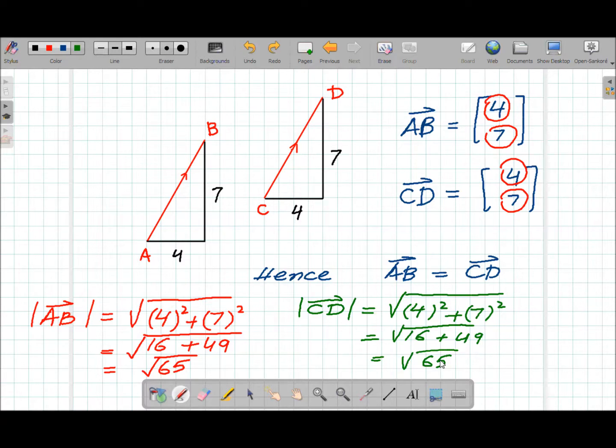So we see that the vectors have all things common. Their x components are common, their y components are common, there exists parallelism between these two vectors, and their magnitudes are the same: one is square root of 65, and the other is also square root of 65. So we can say that these are equal vectors.